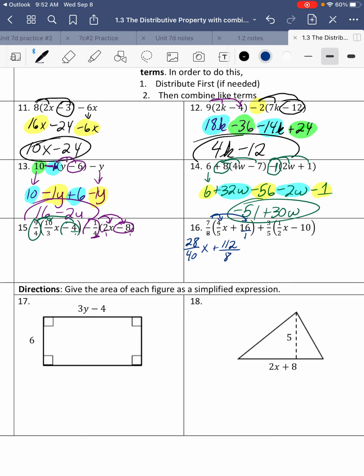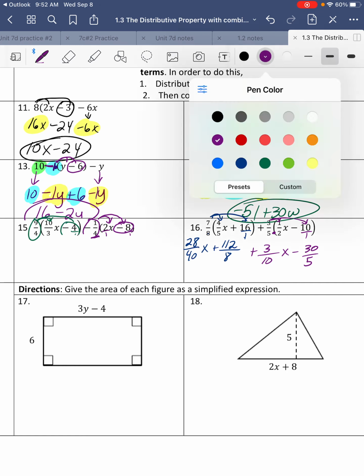And then I'll continue to gather some like terms. 3/5 times 1/2, so multiply the numerators. 3. 5 times 2, the denominator is 10. 3/5 times a -10 is going to be a -30 over 5 times 1 is 5. All right, let's reduce each term now.